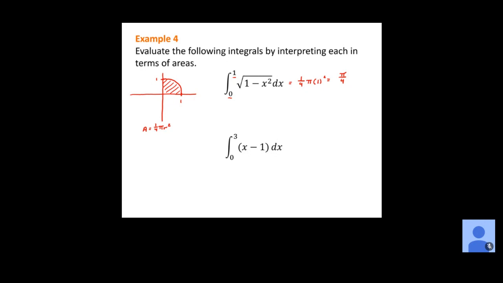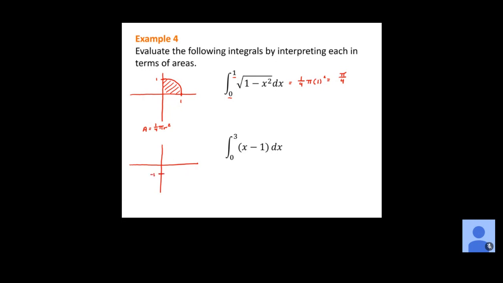All right, let's take a look at the next one. Same thing, we want to try to interpret this as area now. So I'm going to sketch this graph first. We're going to see if we have a geometric shape that we can evaluate the area of. What is this graph going to look like? It's linear, right? Okay, and what do we know about this line? Okay, so we're going from 0 to 3, right? And we know it has a slope of 1 and a y-intercept of -1. Perfect. So I'm going to start down here at -1.